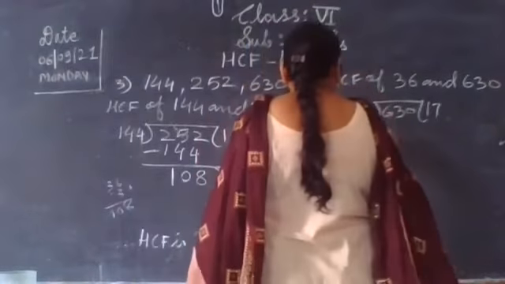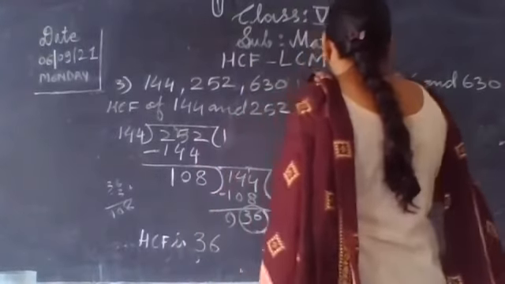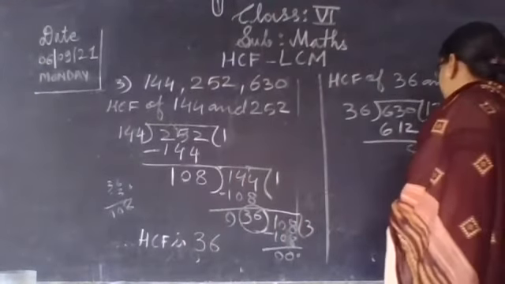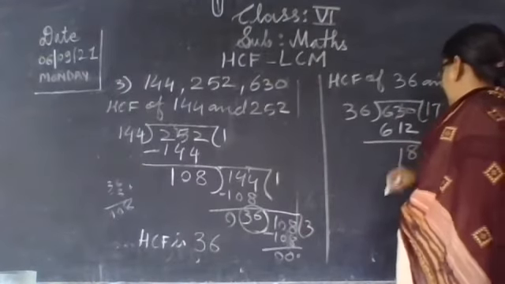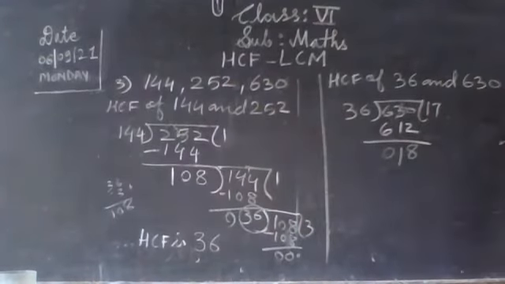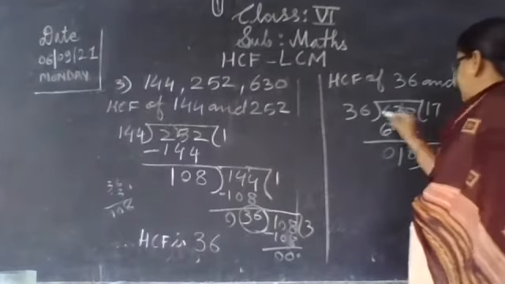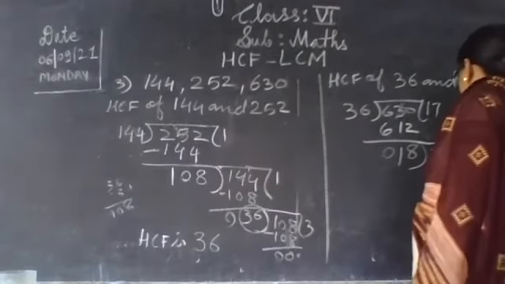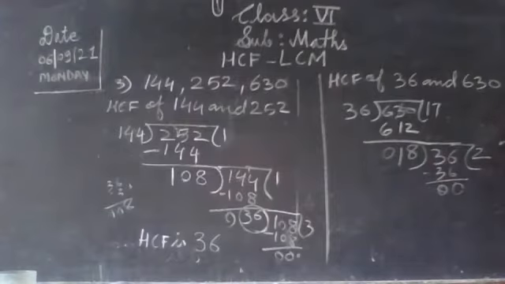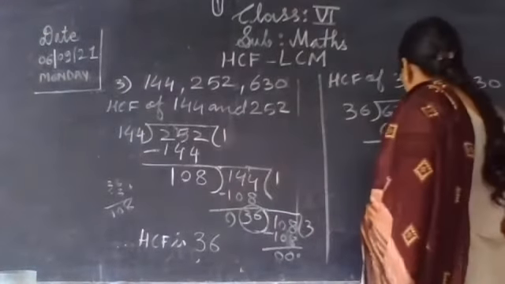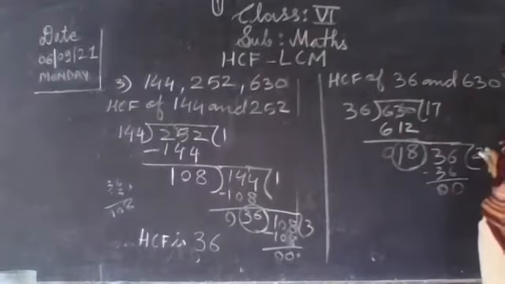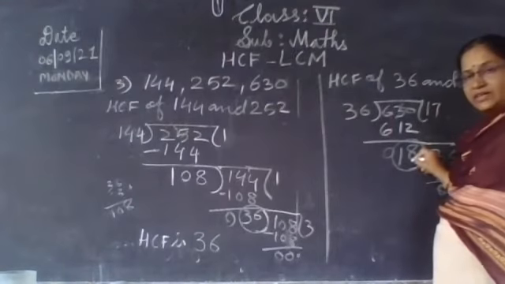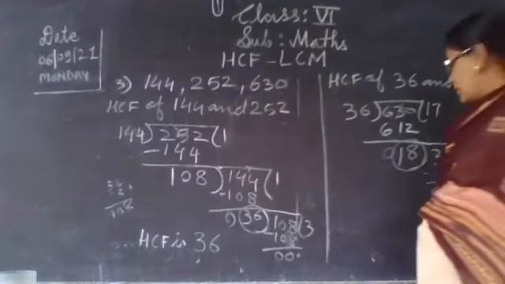36 seventeens are 612. Subtracting, the remainder is 18. This remainder becomes the divisor, and this 36 the dividend. 18 twos are 36, remainder 0. Got it, beta? So what is our HCF? This divisor, not the quotient. HCF is always the highest common factor. So this factor 18 is the HCF.